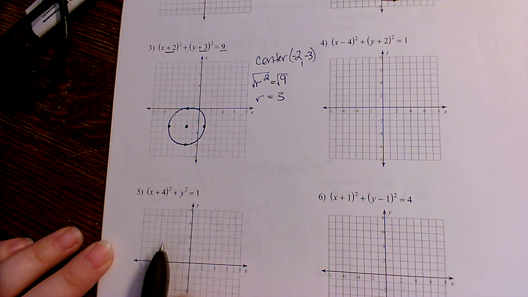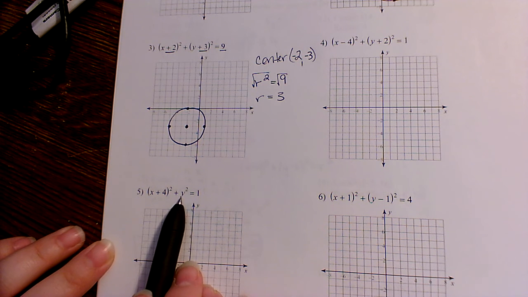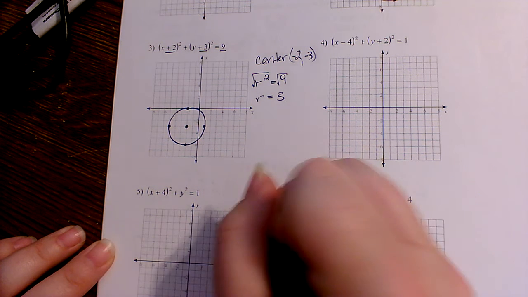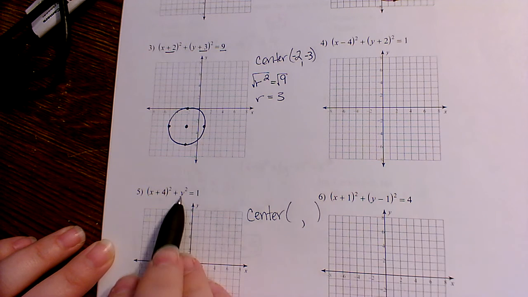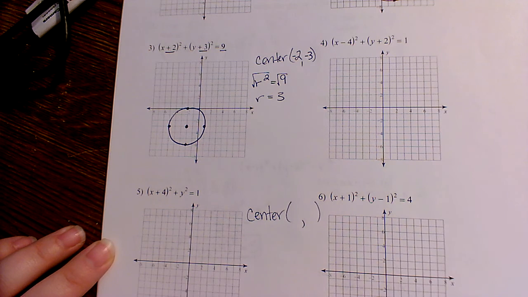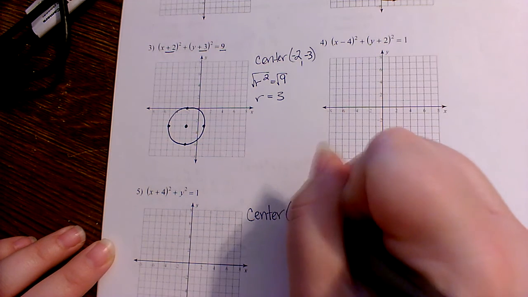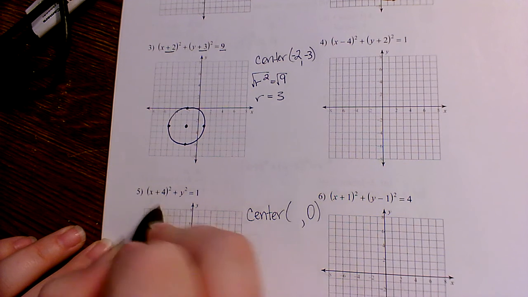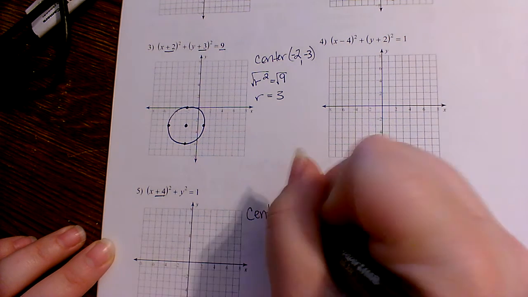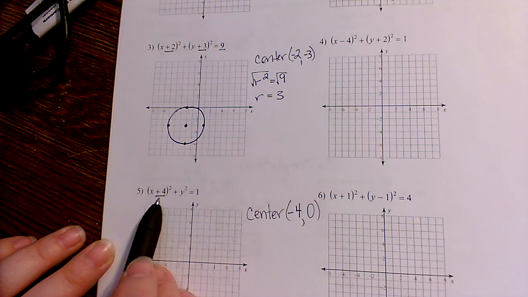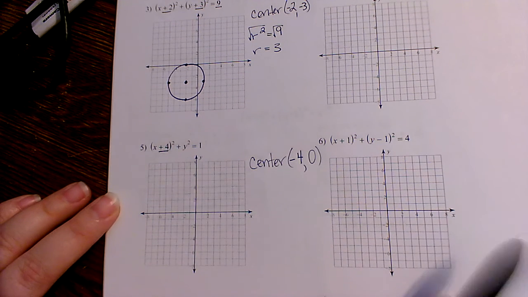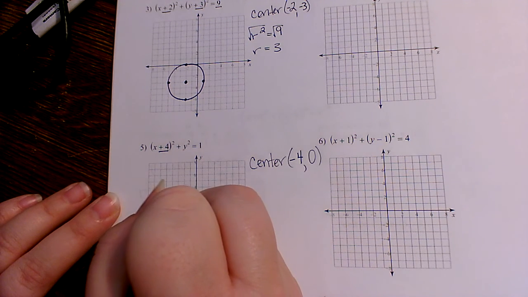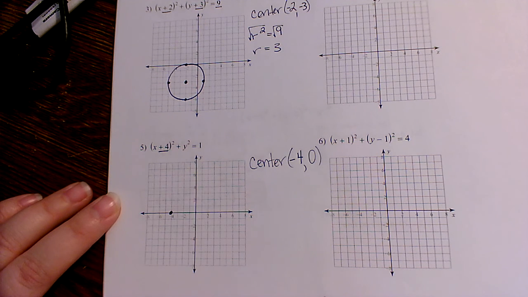So let's look at this one down here, because there's no number inside the parentheses with this y here. So when you go to find your center, that means since there's nothing being added or subtracted to y, well, when you add nothing, you're adding 0. So the y coordinate is 0. The opposite of a +4 is a -4. And because that's in the parentheses with the x, that's your x coordinate of your center. So the center of this one is at -4, 0. So we can go to -4, 0, and there's the center of our circle.